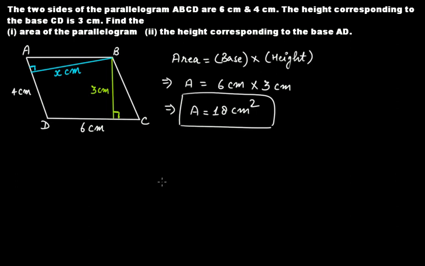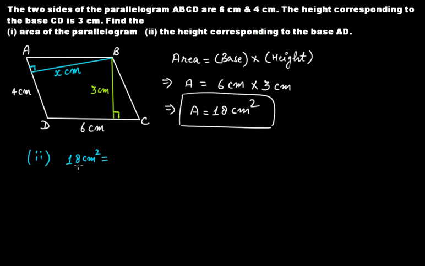Okay, so we know that the area is 18 centimeters square. Doesn't matter whether you are considering this as a base and this corresponding height, or this as a base and this corresponding height. Area is not going to change. The area is always fixed. Okay, so in this case we know the area, so area is what? 18 centimeters square.